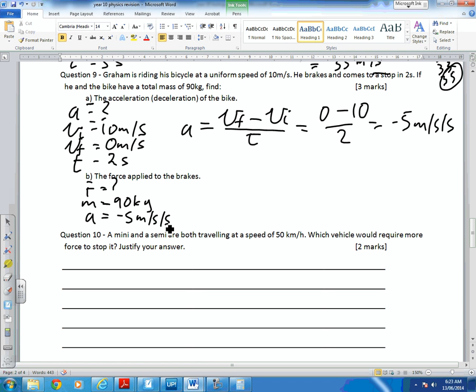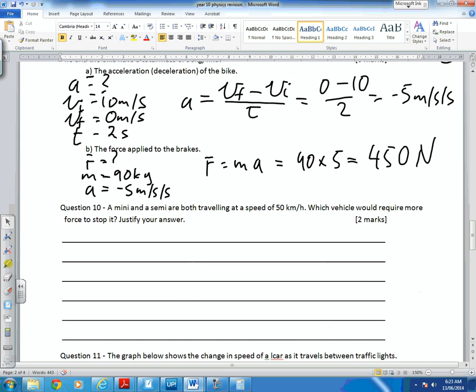We can ignore the negative sign here because we're just talking about the force, and the force is going to be acting in the same way as acceleration, so we can just do the calculation without it. So force equals mass times acceleration. So it's going to be 90 times by 5. So 5 times 45, that's going to be 450. And the units for force are newtons.